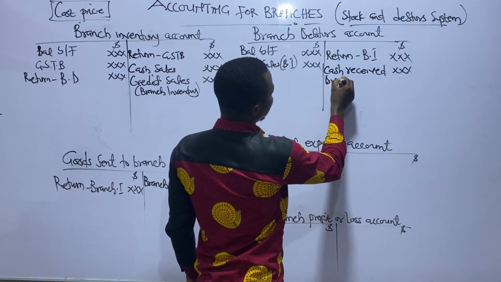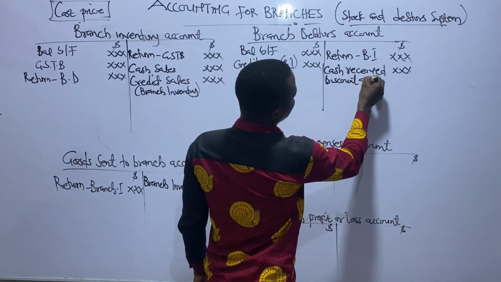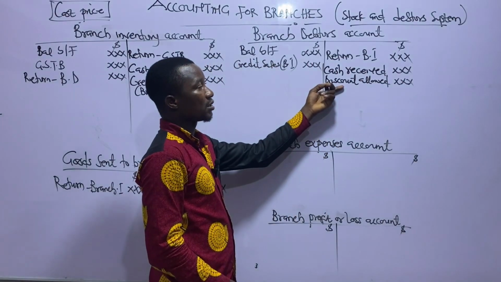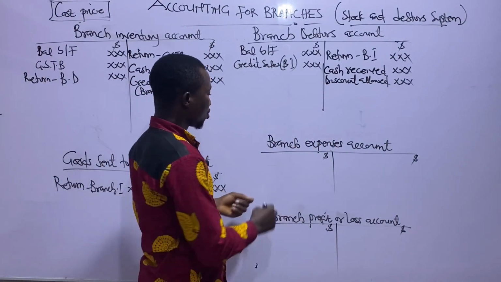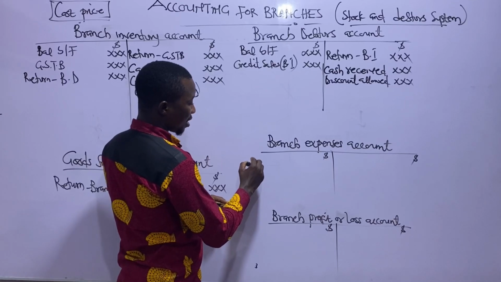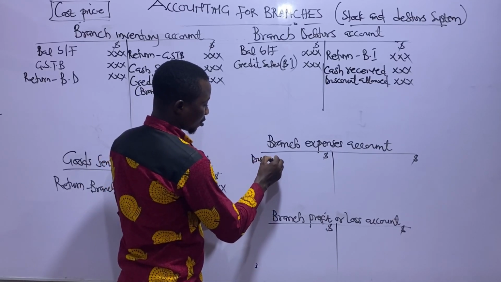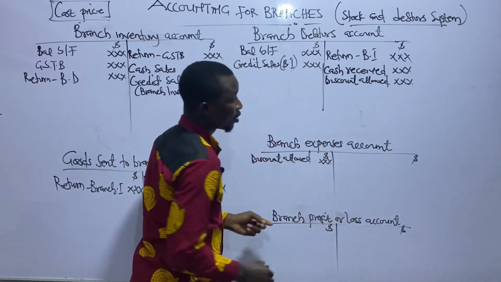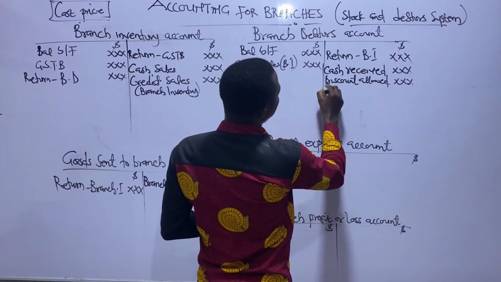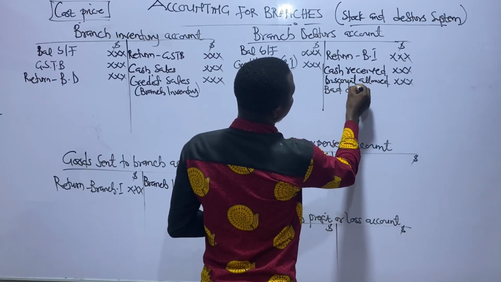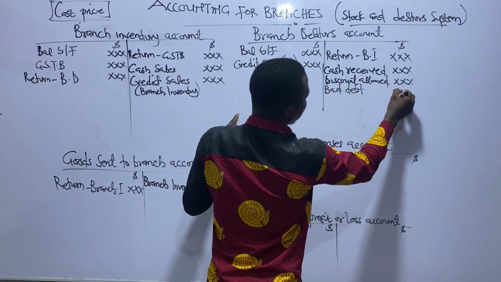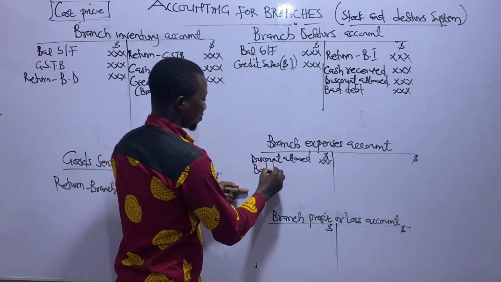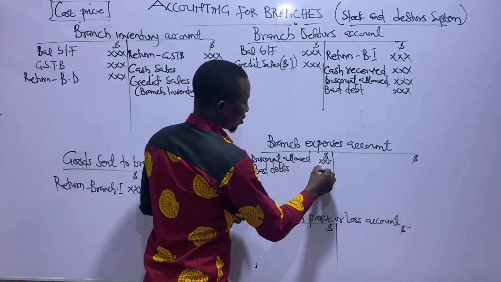Afterwards, if there is any discount allowed to the debtor, we record it at the credit side. So let's say discount allowed. We record it here. But remember, this is an expense that will be debited to this account. So we can record the corresponding entry as discount allowed. There could be, let's say, a bad debt. A bad debt will reduce the branch debtors balance, and it is an expense that will come to the branch expense account as bad debt.